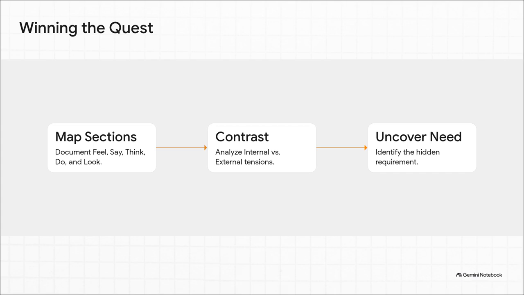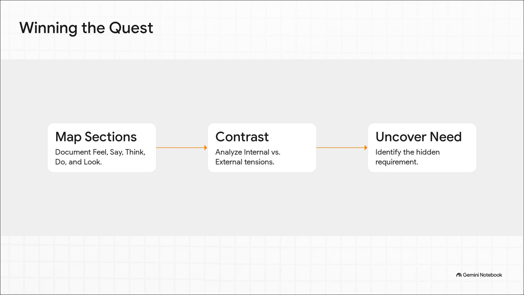Here is the exact step-by-step procedure to win the insight quest. Step 1, map the sections. You document absolutely everything our stressed parent feels, says, thinks, does, and looks at. Don't skip a single thing. Step 2, and this is where the heavy lifting happens, contrast internal versus external. We are actively looking for the tension. For example, they're verbally telling their kids they're fine, but their internal thoughts are in full panic mode.